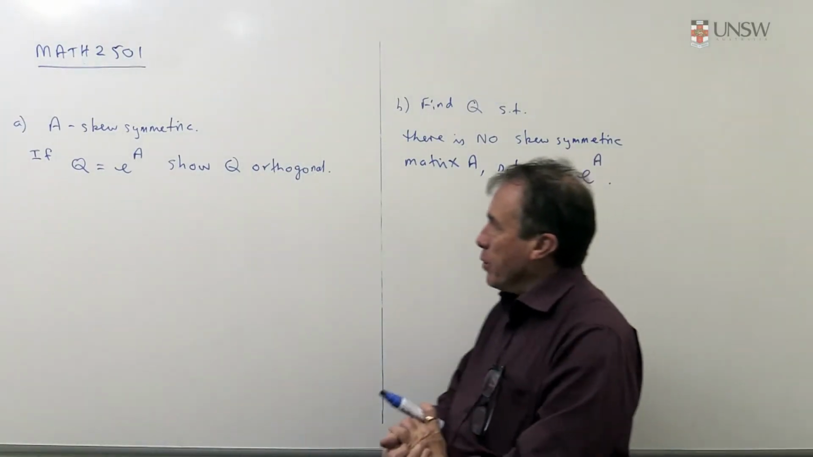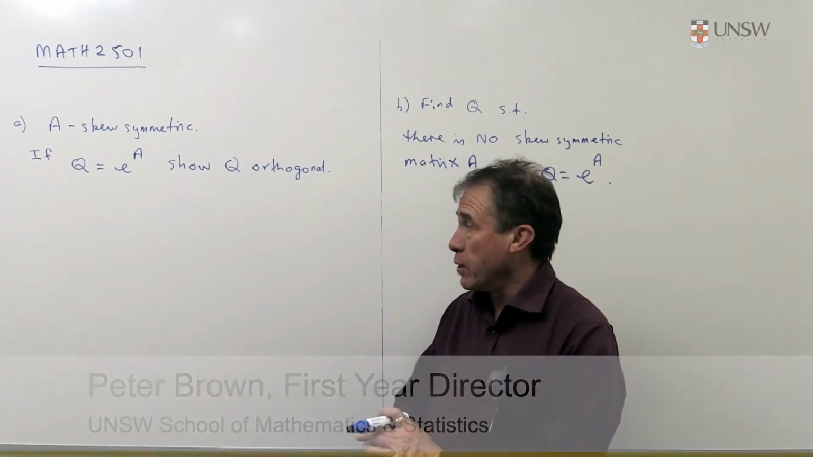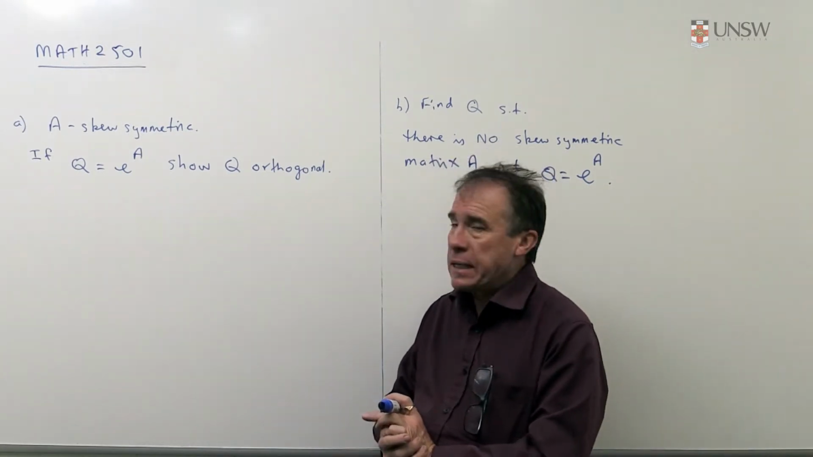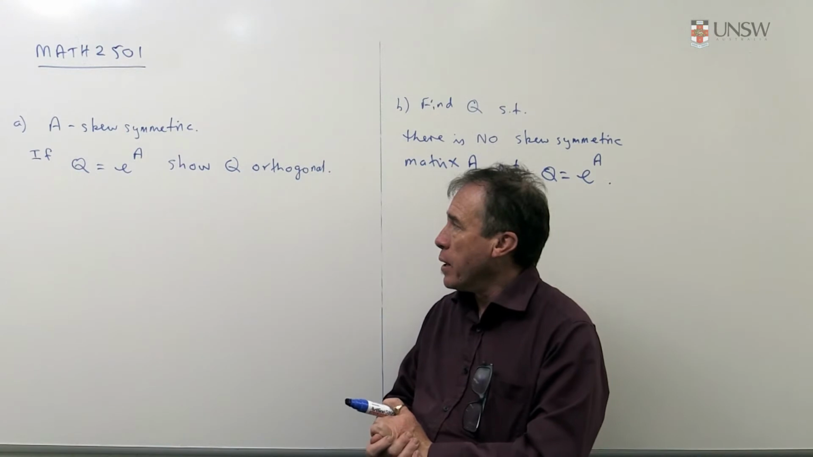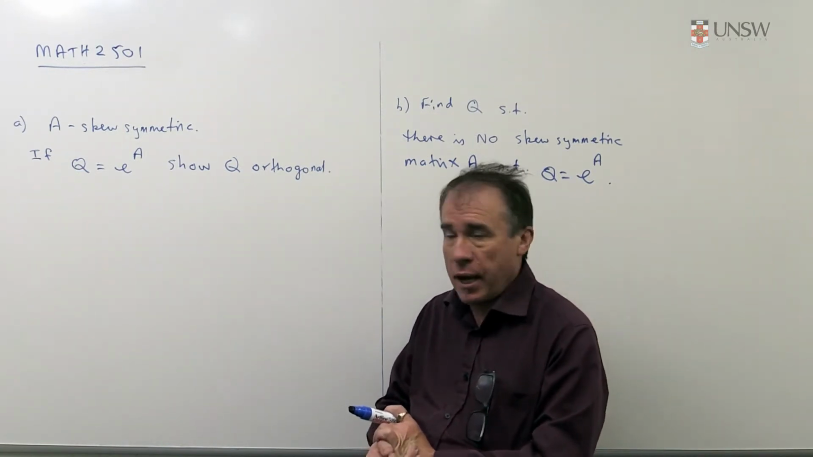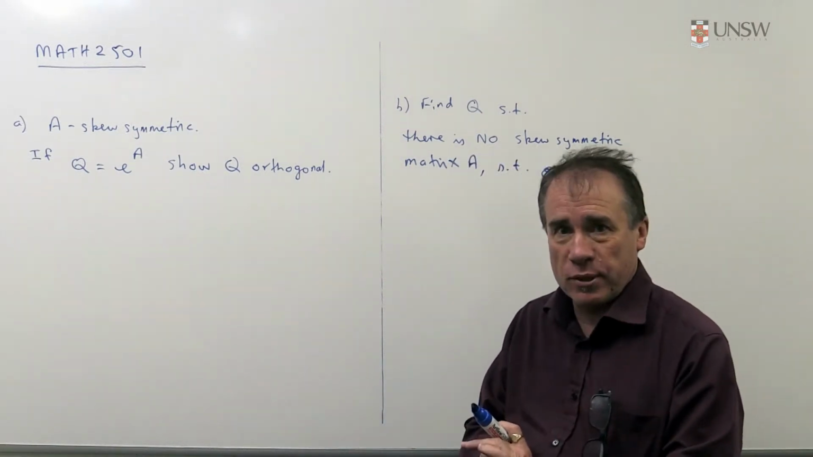Hello, well in this problem we've got two parts to it. Firstly, we're given that the matrix A is skew-symmetric. You've got to think about what that means again. And also it says, suppose there is a matrix Q where Q is e to the A. So suppose Q is the matrix e to the A, and I want to show that Q is in fact an orthogonal matrix, which is a nice result.